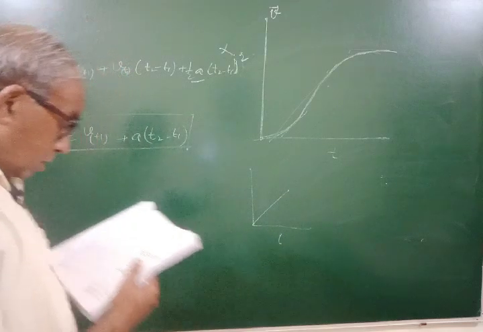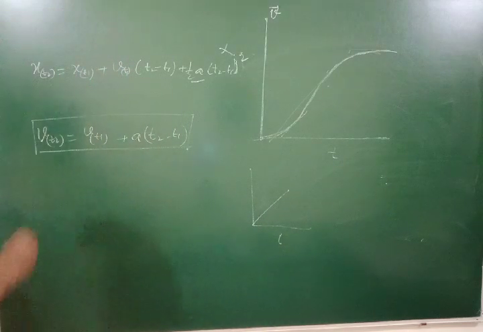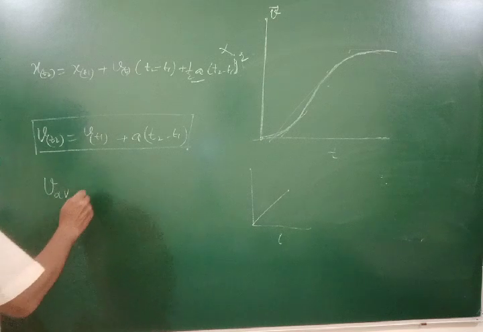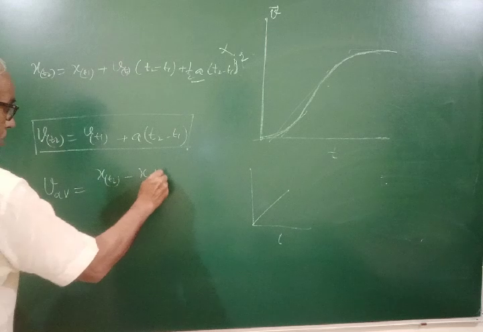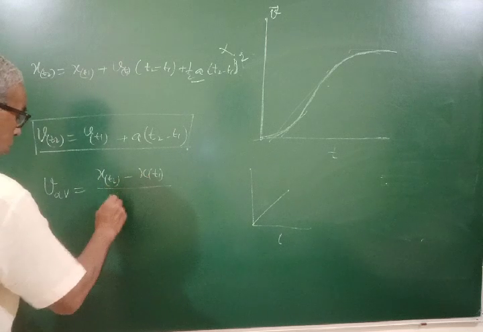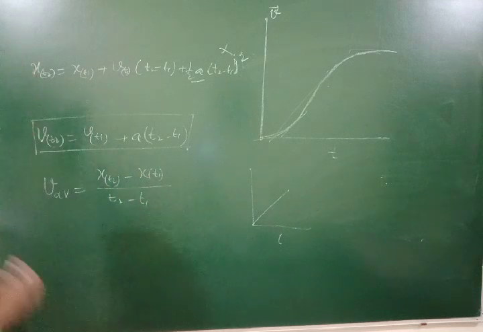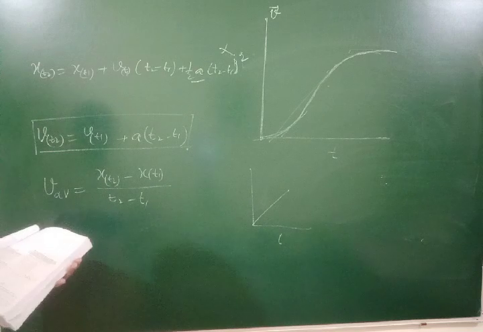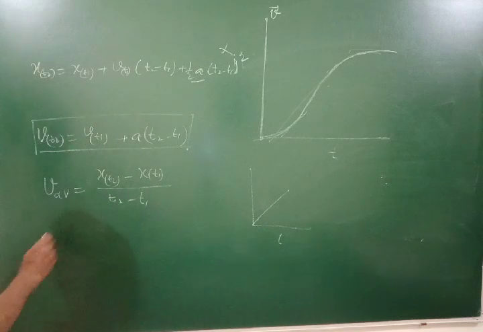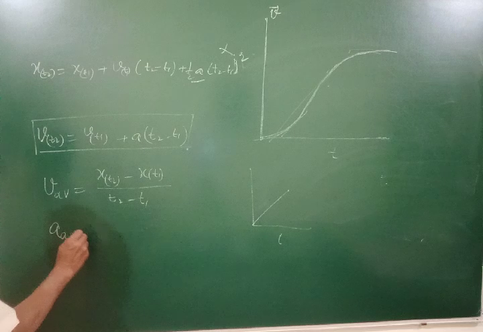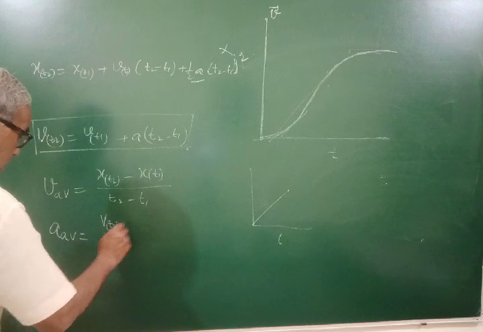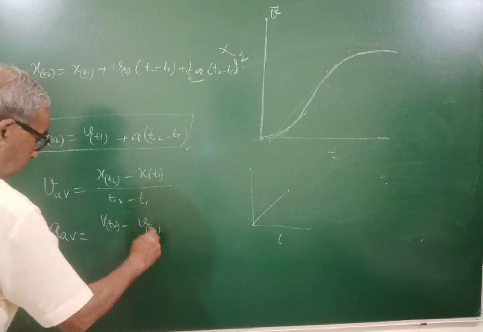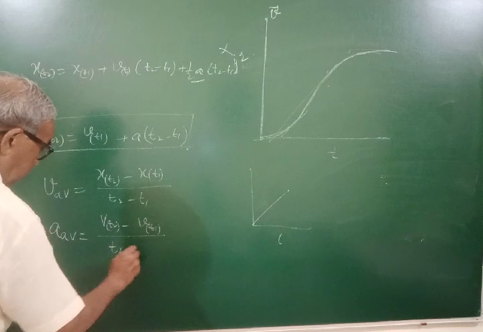Okay? The next equation: average velocity is equal to x(t2) minus x(t1) upon t2 minus t1. It is true because this is the definition of average velocity. As a average is equal to v(t2) minus v(t1) upon t2 minus t1.